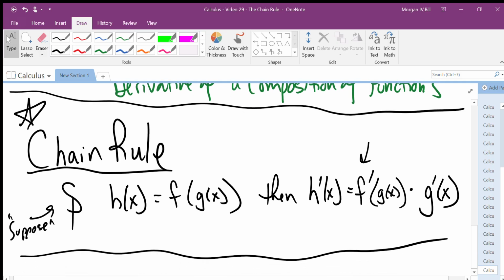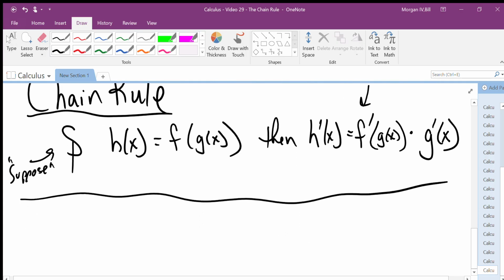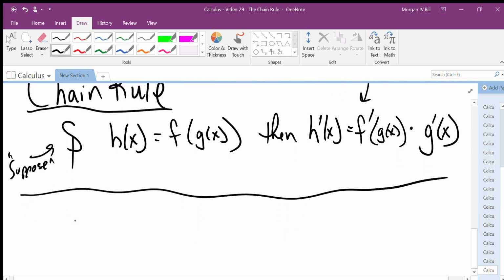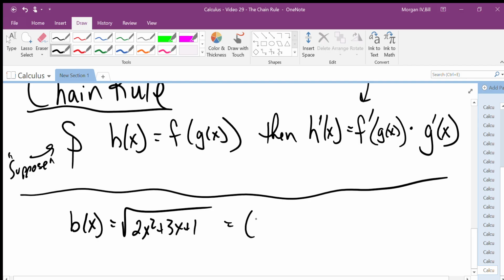Chain rule. If h of x is a composition of functions, f of g of x, then h prime of x is f prime of g of x times g prime of x. Let's walk through that example fully. So we had b of x is the square root of 2x squared plus 3x plus 1, which we will again rewrite as 2x squared plus 3x plus 1 to the 1/2 power. Right, that is the function b of x.